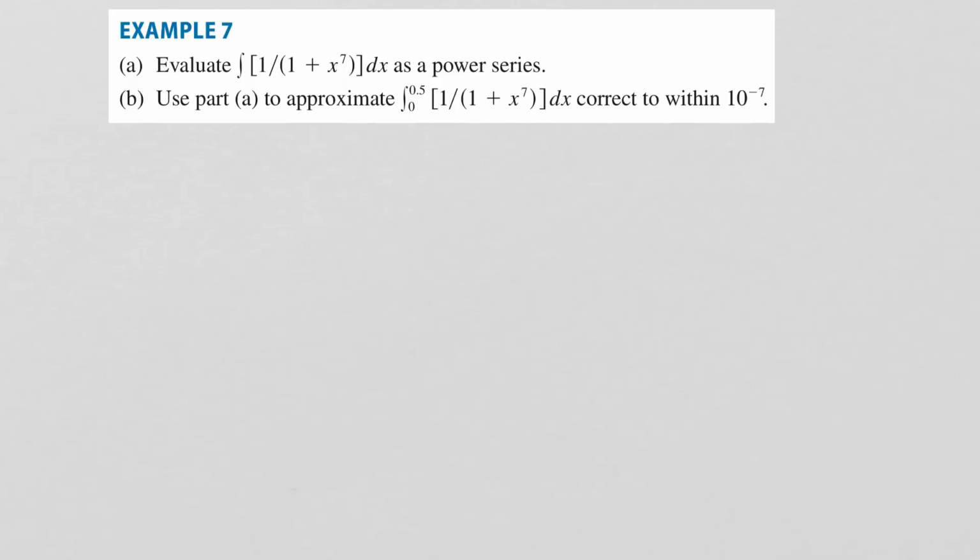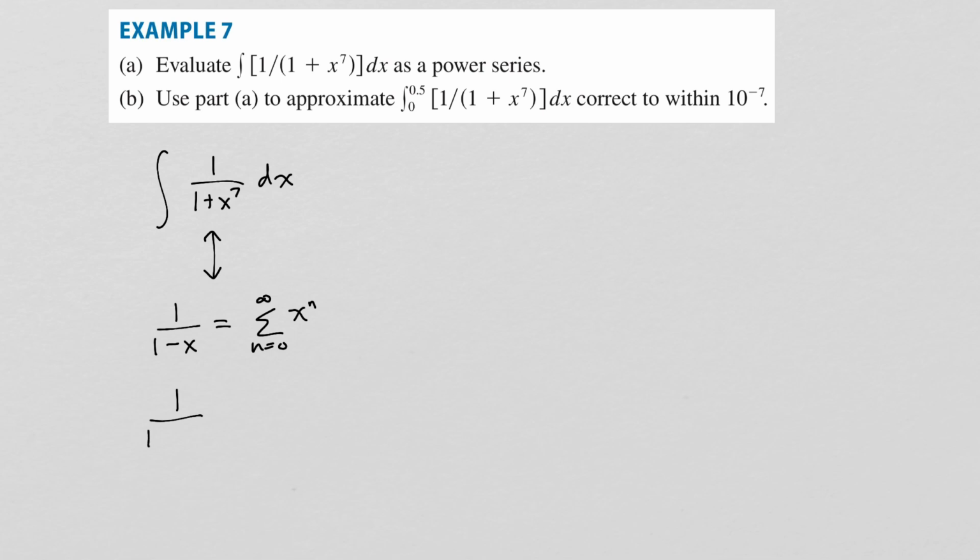Our final example is an example of why this is so useful. So first, we want to evaluate the integral of 1 divided by 1 plus x to the 7th as a power series. So we are taking the integral of 1 over 1 plus x to the 7th dx. So the first thing we need to do is find a power series for 1 over 1 plus x to the 7th. So again, we know that 1 over 1 minus x is the sum of x to the n.